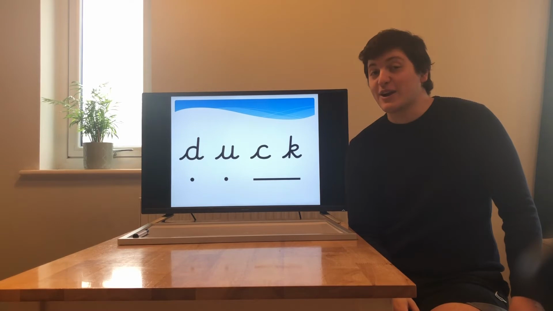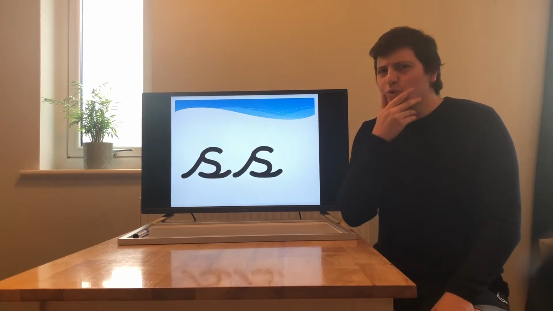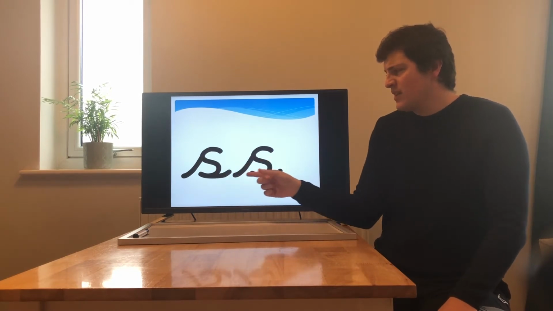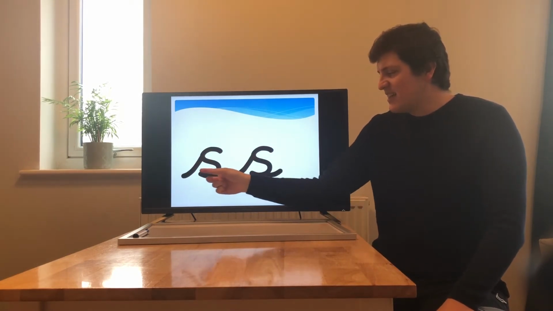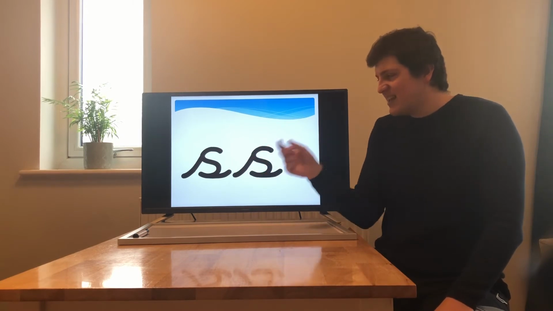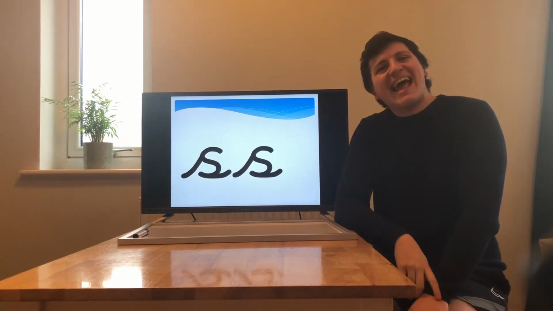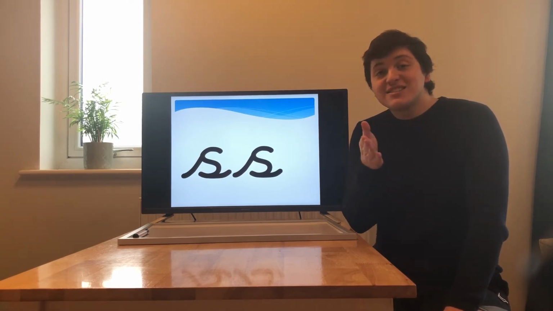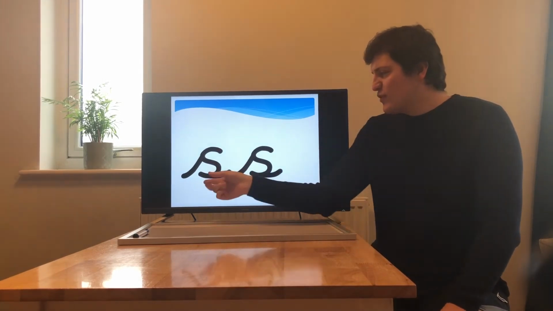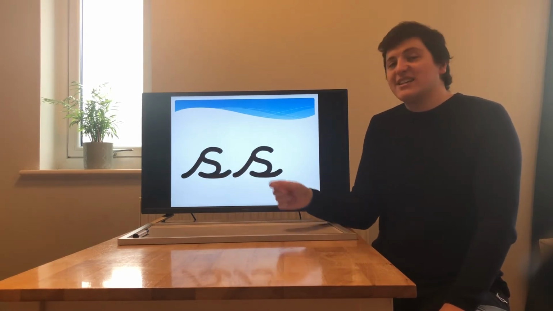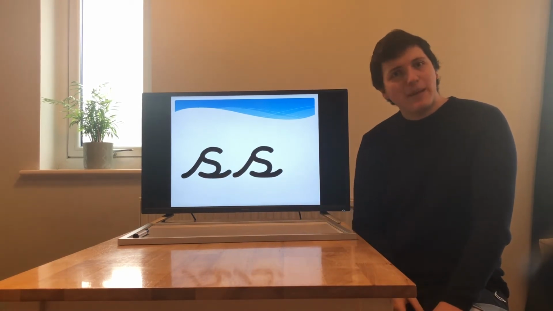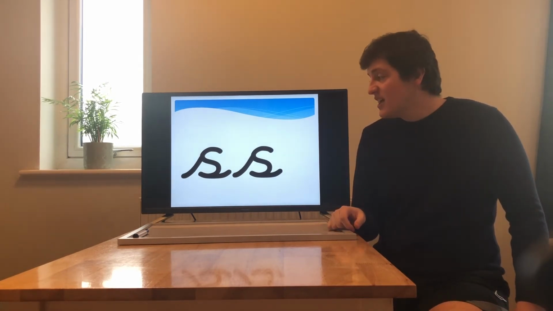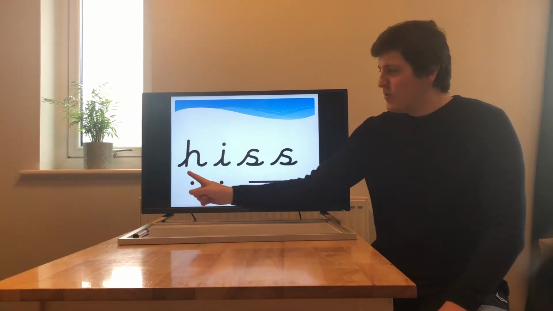The next digraph we're going to look at is this one here. Now remember, it's a digraph because it's made up of two letters. And we slither down the snake. Here we go, slither down the snake. It is made up of two of the letter S, the S sound. And this makes the S sound as well. So if you see two letter S's next to each other, then remember it just makes the S sound. So in a word, help me out, what sound is that?